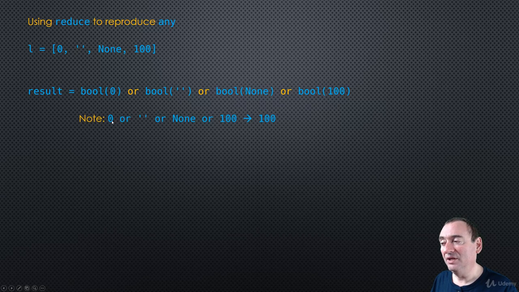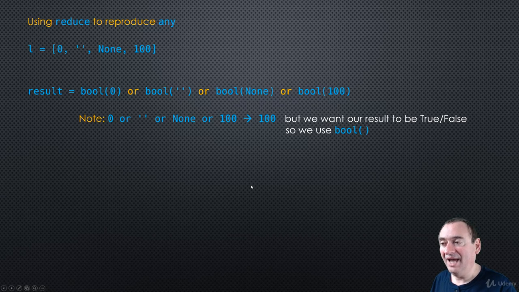Now note that I'm not doing 0 or empty string or None or 100, because if you remember what we did when we looked at the Boolean operators, that's not going to return a Boolean value. That's actually going to return one of the elements in the ORs. And in this case, it's going to return 100 because that's the first truthy value, right? So be careful with that. That's not what we want. We actually want to return a true or false. We don't want to return the element in this case.